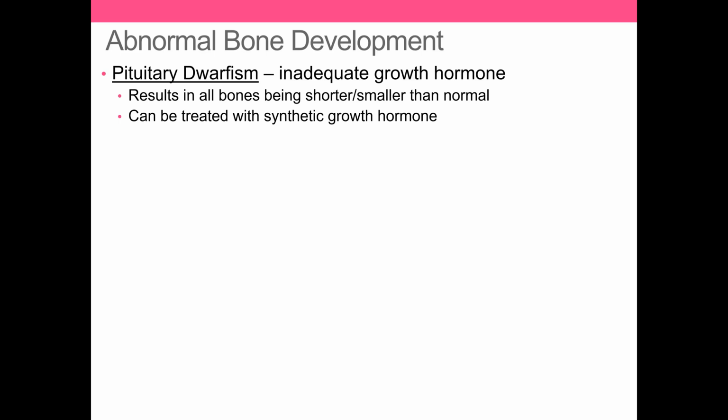This results in all of the bones throughout the body being shorter and smaller than normal, because remember, growth hormone stimulates bone growth. We rarely see pituitary dwarfism in the developed world because it can be treated with synthetic growth hormone. So if a child is diagnosed and they're not showing the signs of normal growth and is determined to be pituitary dwarfism, they can be given growth hormone, which will allow them to reach their full height.